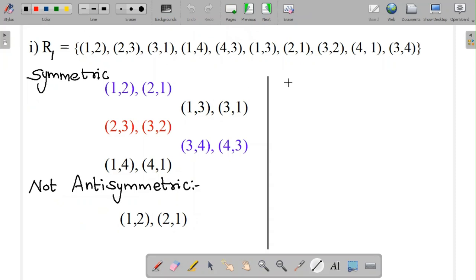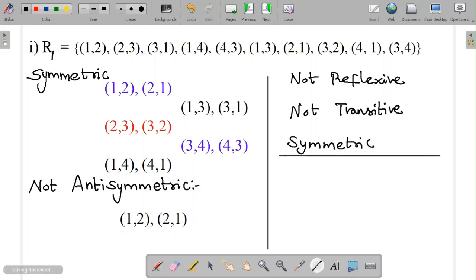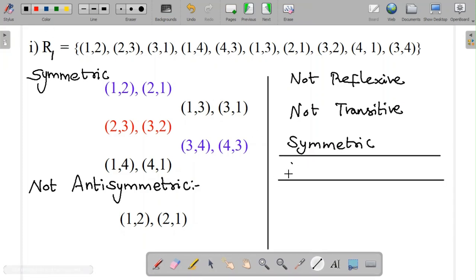To sum up, we see that our relation R1 is not reflexive, is not transitive, and it is in fact symmetric. It meets only one of the three conditions necessary for an equivalence relation. Therefore, R1 is not an equivalence relation.